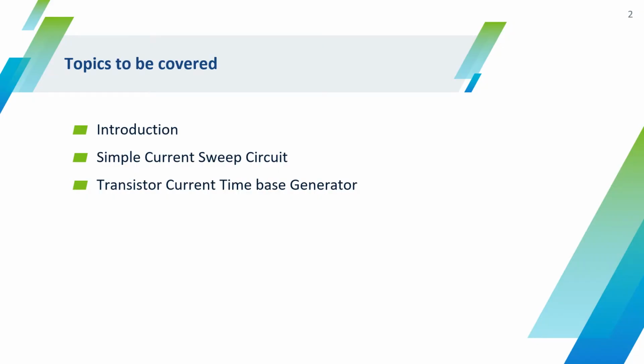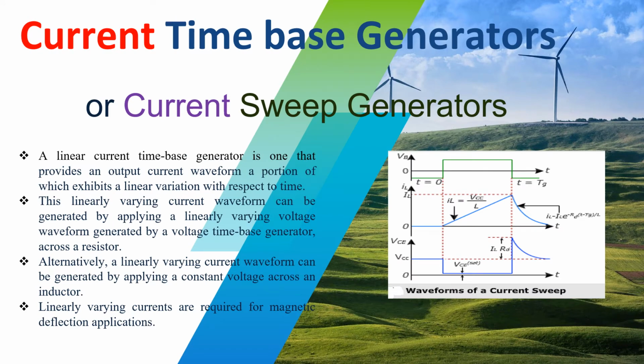Let me introduce current time-base generators, the simple current sweep circuit, and the transistorized current time-base generator. A current time-base generator is one that generates an output current waveform, a portion of which exhibits linear variation with respect to time. As time increases, its amplitude also increases linearly. That type of waveform is called a current sweep waveform.